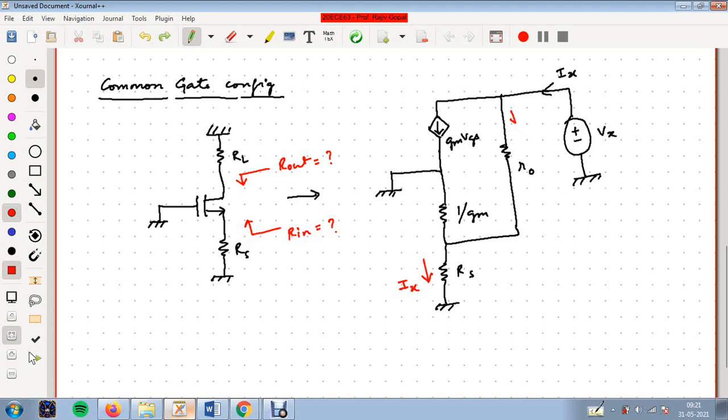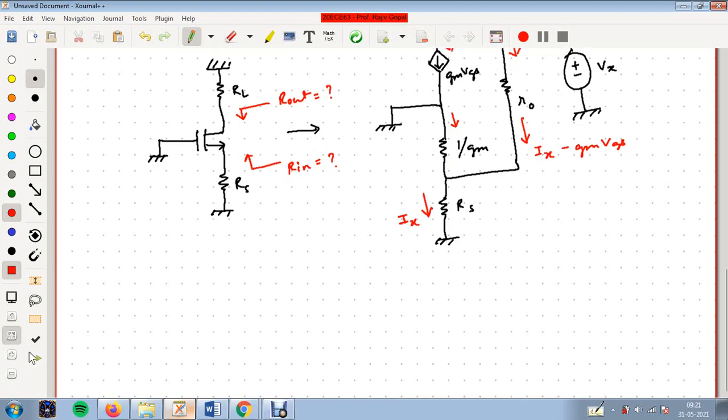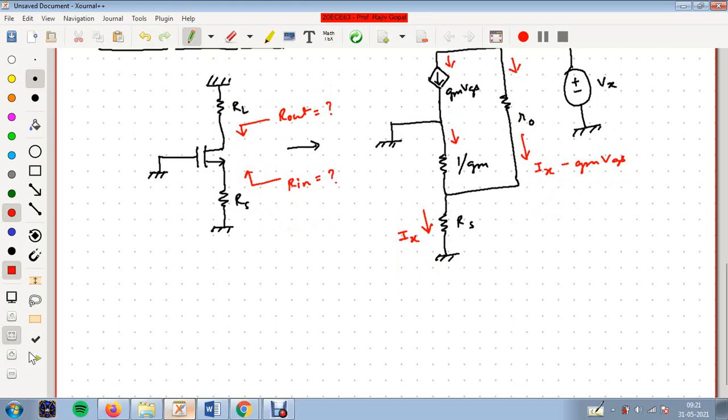This current is Ix minus Gm into Vgs. This is Gm into Vgs, and this is also Gm into Vgs. So you get back Ix here, which is the total current. Now, for this, if you apply KVL, let us not forget, this is plus minus VGS.